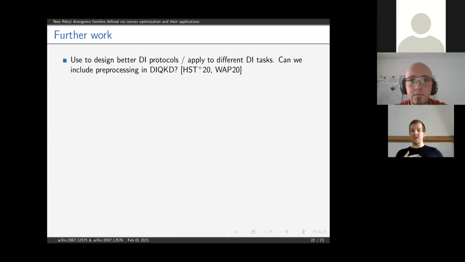Okay, so I'd like to wrap things up with some further work and some open problems. From the first part of the talk, it would be nice to know if we can apply these divergences to different device-independent tasks to also compute the rates of those things.